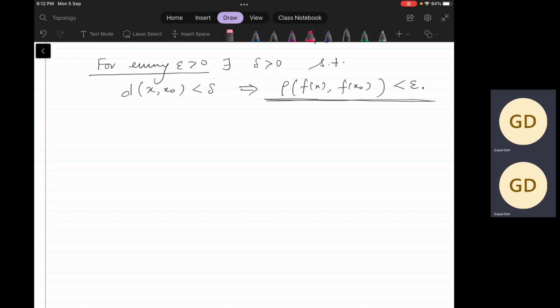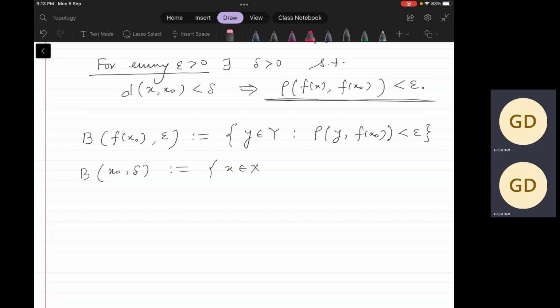So recall the definition of the epsilon neighborhood of f(x naught). It is nothing but all those y in Y such that rho of y comma f(x naught) is less than epsilon. Similarly, the delta neighborhood of x naught is all those points of X such that the distance between x and x naught is less than delta. Now we rephrase this definition.